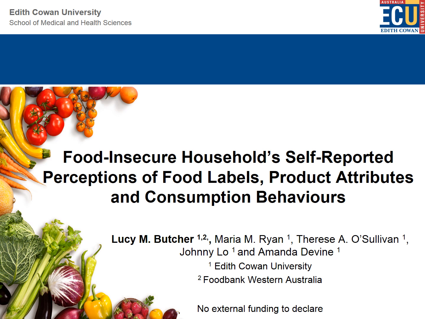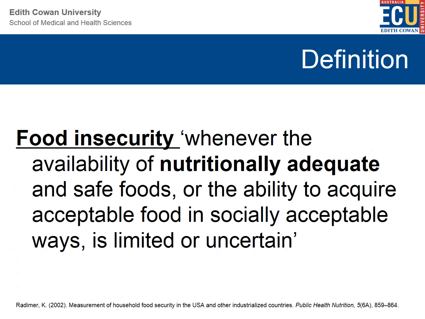My name is Lucy, and the topic of today's presentation is food insecure households' self-reported perceptions of food labels, product attributes, and consumption behaviours. Just a quick definition to start. There are many definitions of both food security and food insecurity, but this is the definition I've chosen today. Food insecurity is whenever the availability of nutritionally adequate and safe foods or the ability to acquire acceptable food in socially acceptable ways is limited or uncertain.